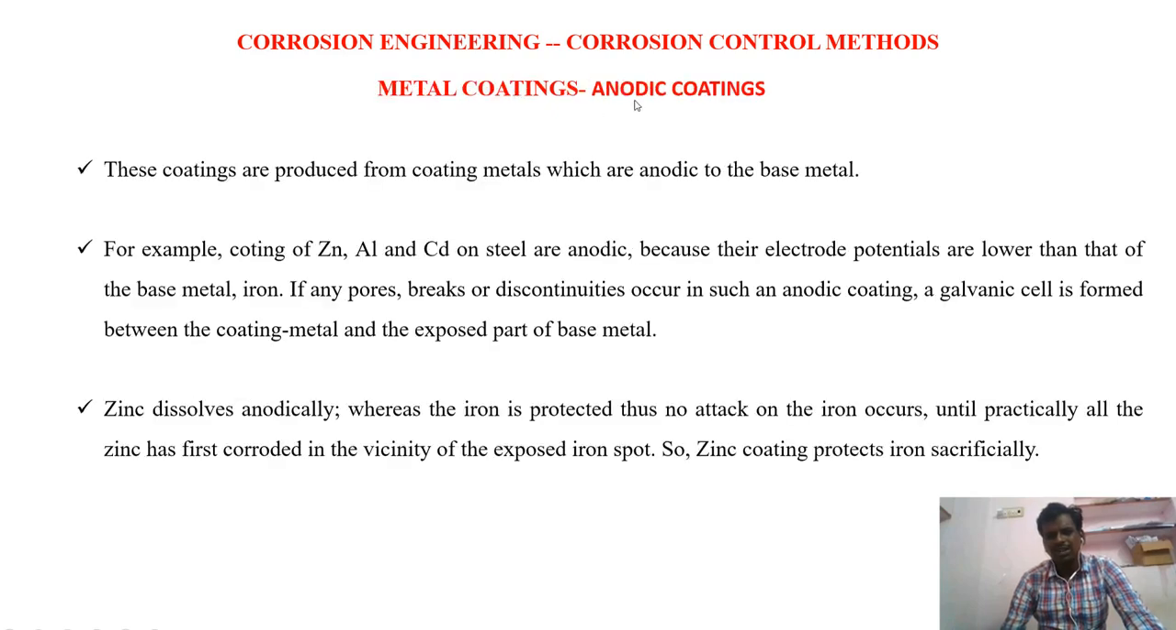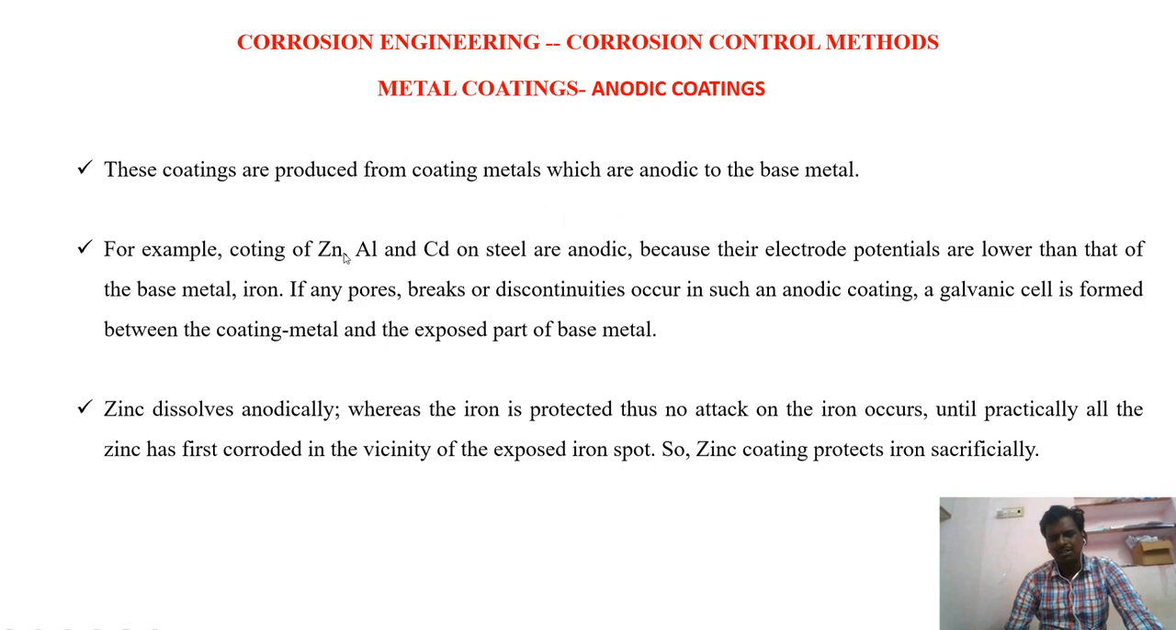So the next one is metal coatings, or anodic coatings. These coatings are produced from a coating metal. That means the metal which has to be protected is coated with another metal which is more anodic to the base metal. That is the important thing. Again I have to say that metals which are more anodic to the base metal are used to form a coat on the metal to be protected.